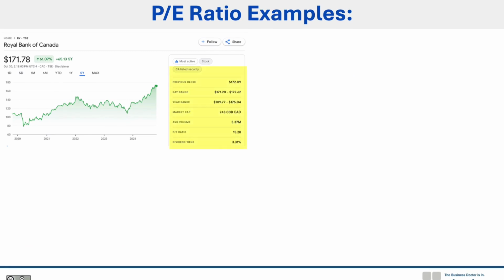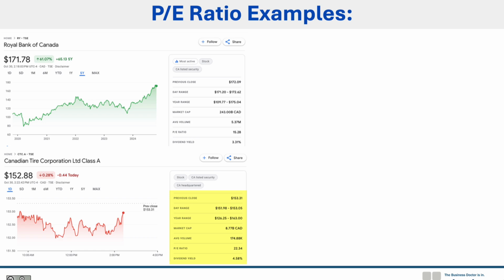So here's Royal Bank of Canada, and its most recent stock price just a couple of days ago was $172.09, and its price earnings ratio is 15.28 times its earnings per share. If we look at Canadian Tire Corporation, also a very large company, its recent stock price was $153.31. Its PE ratio is 22.34 times.